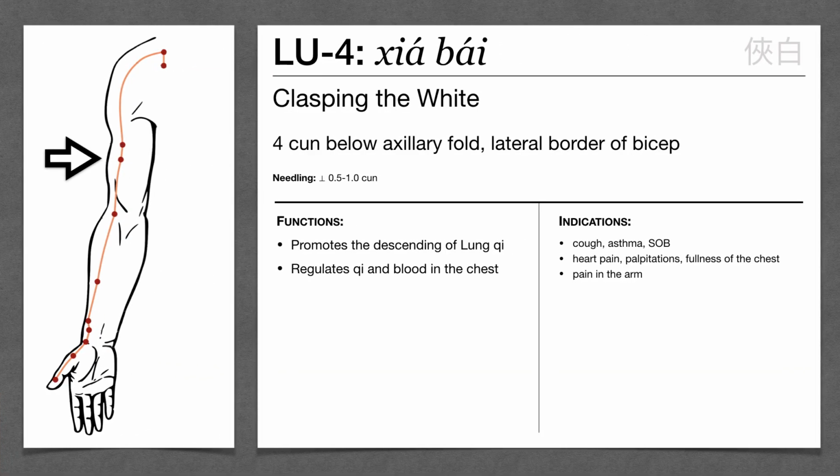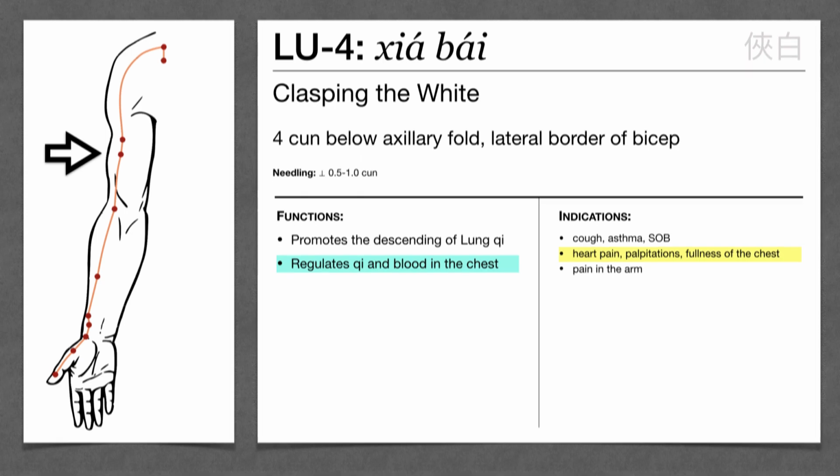Lung 4 is another one that's just not very interesting. If a point doesn't have a category, it doesn't always do a whole lot. So it's on the arm, so it treats arm pain. And again, if anything stands out, it's this ability to open the chest.